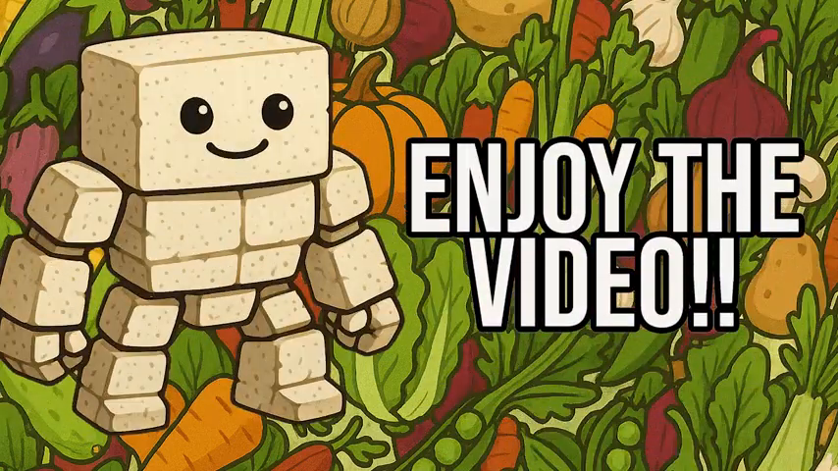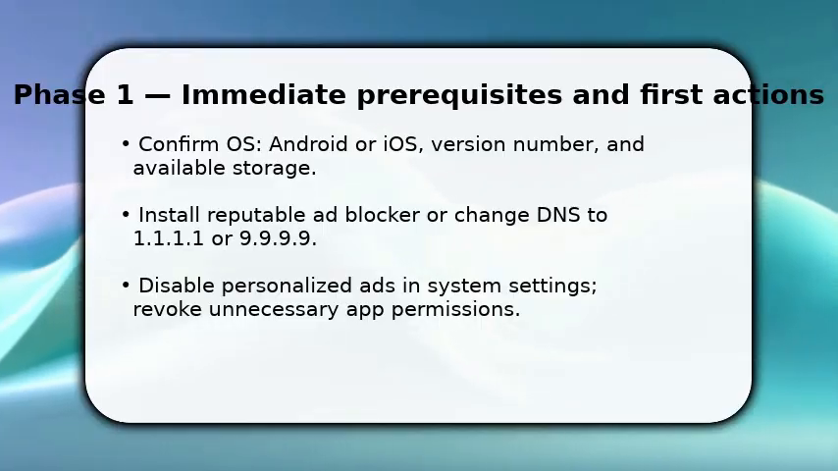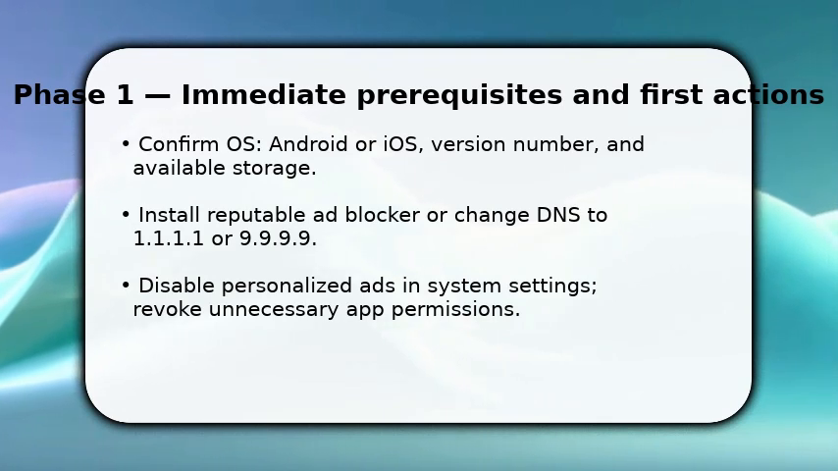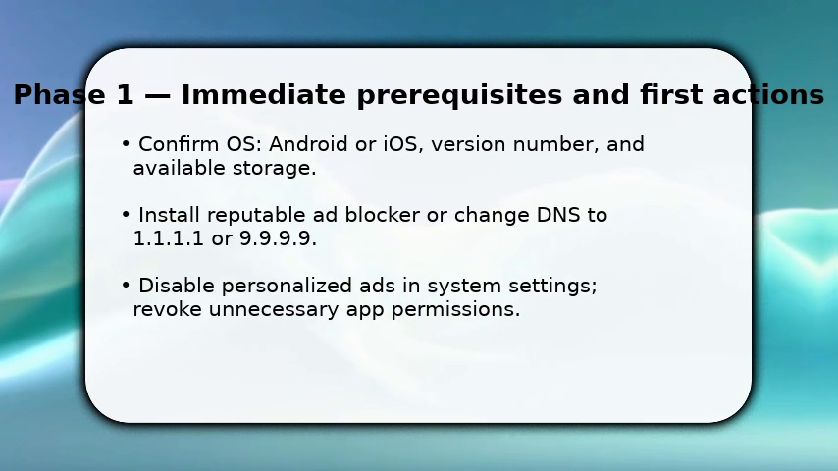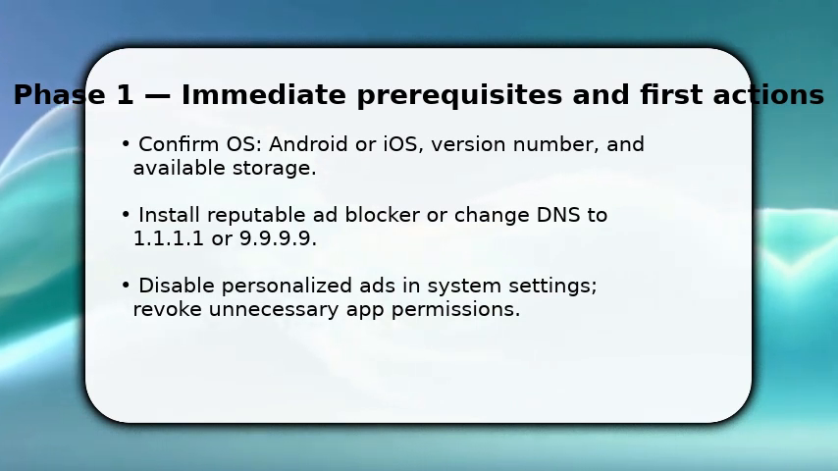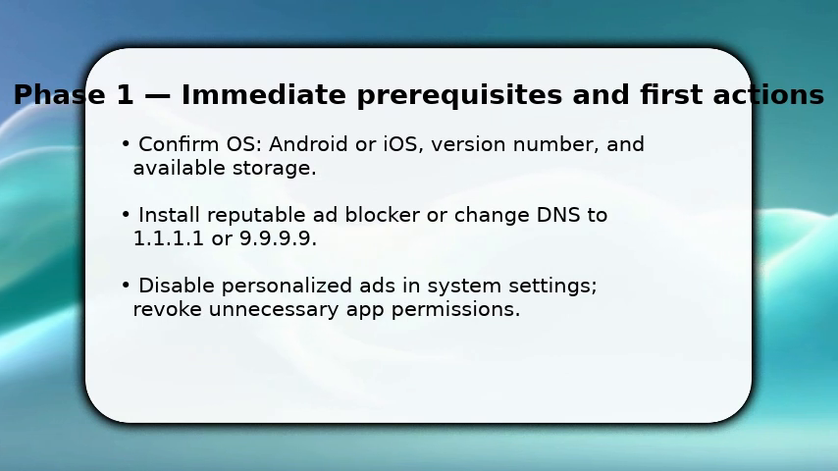Please enjoy the video. You begin by verifying essentials: your phone model, OS version, and free space. Do this now. Next, install a modern ad blocker app or set a private DNS like 1.1.1.1 to block ad domains system-wide.